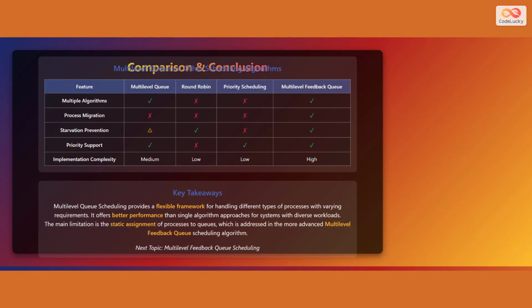Here's a comparison of multilevel queue scheduling against other algorithms. Multilevel queue scheduling provides a flexible framework for handling different types of processes with varying requirements. It offers better performance than single algorithm approaches for systems with diverse workloads. The main limitation is the static assignment of processes to queues, which is addressed in the more advanced multilevel feedback queue scheduling algorithm. Our next topic will be multilevel feedback queue scheduling.